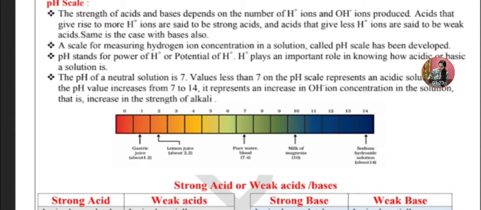is the central number. Students, the value 7 is neutral. It means the solution which has a reading of 7 on the pH scale is a neutral solution. It can't act as an acid and it can't show the property of a base. As we move to our right hand side, students, the concentration of OH ions increases, and OH ions are for base. It means above 7 all the readings are for base, and below 7 all the readings on the pH scale are acidic.